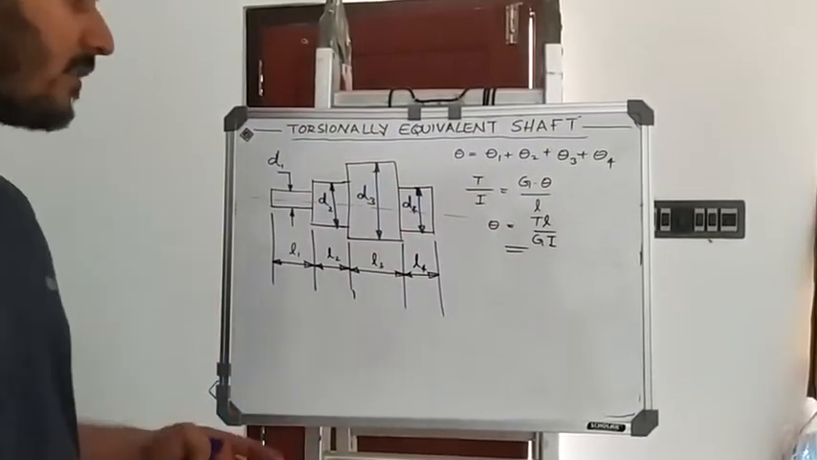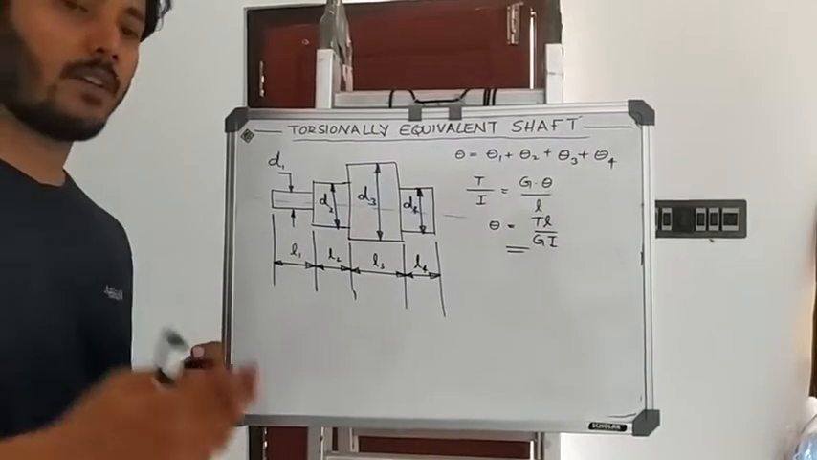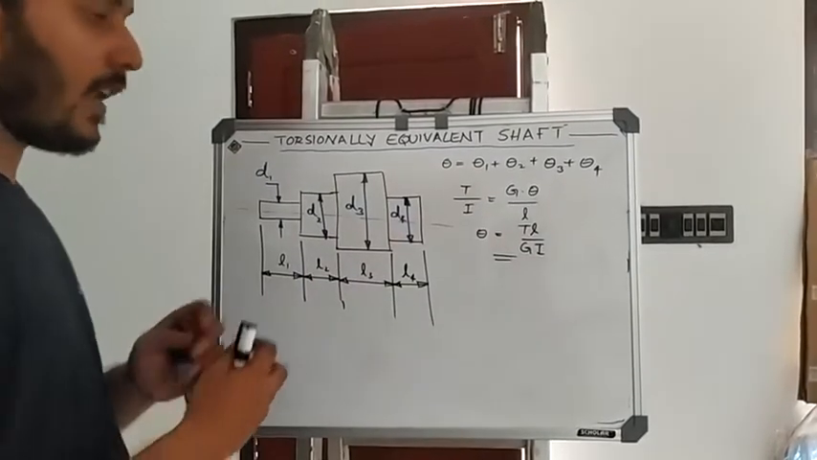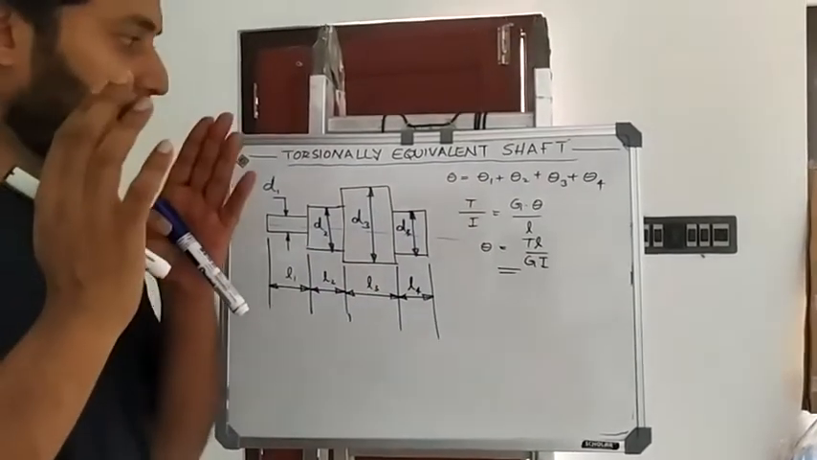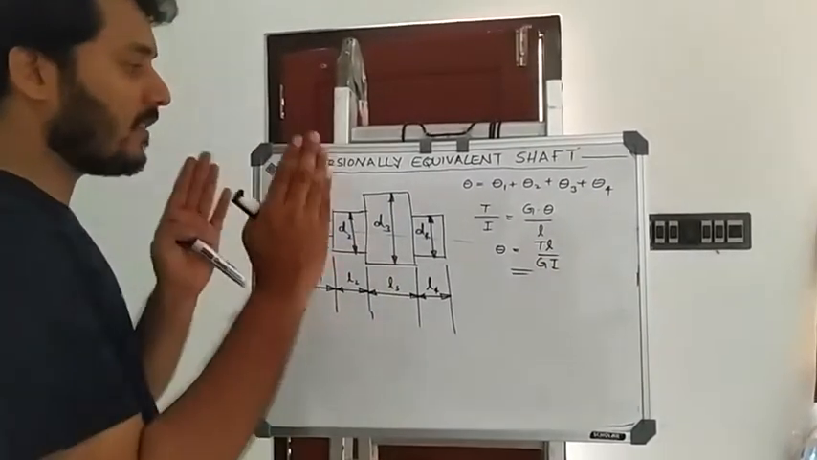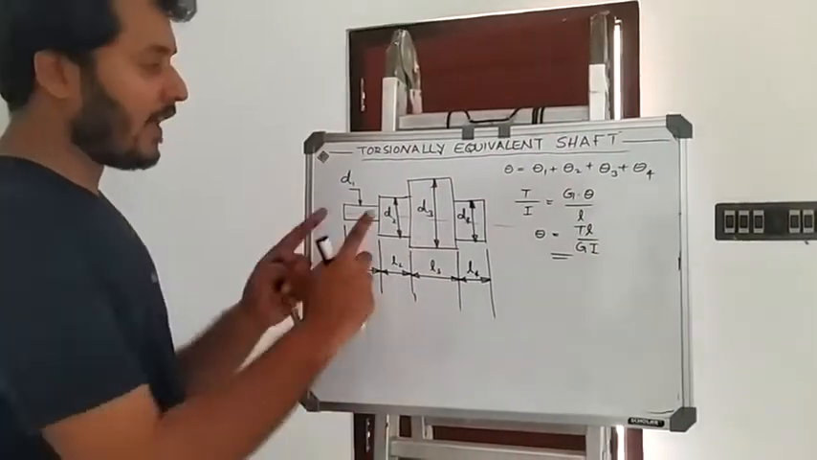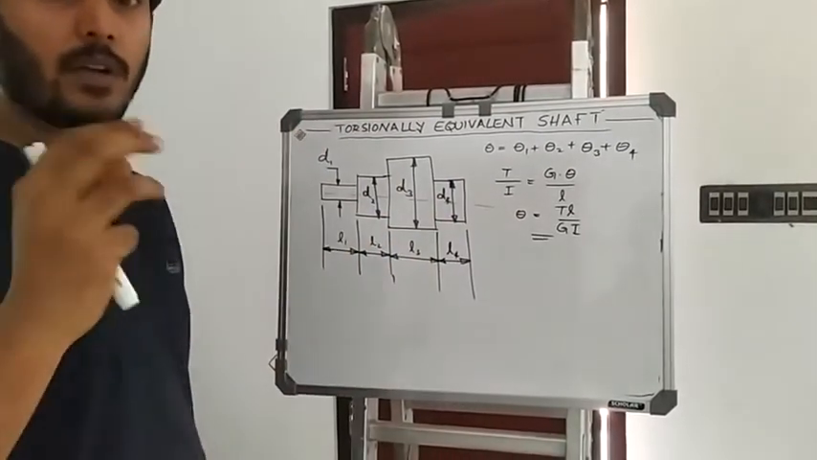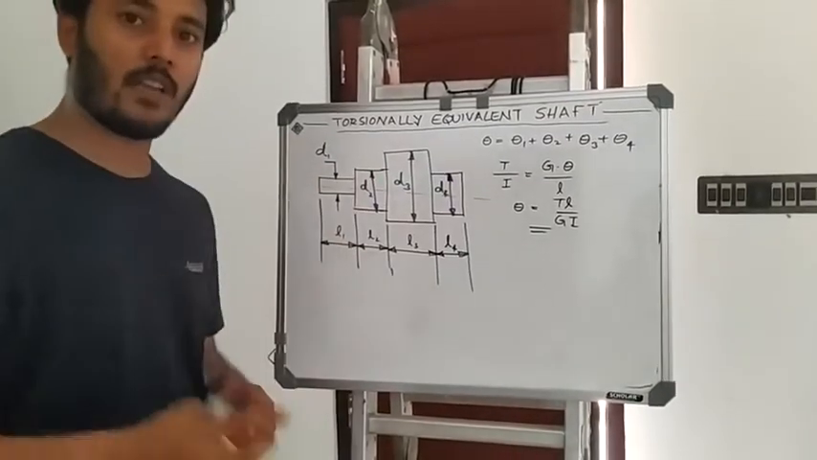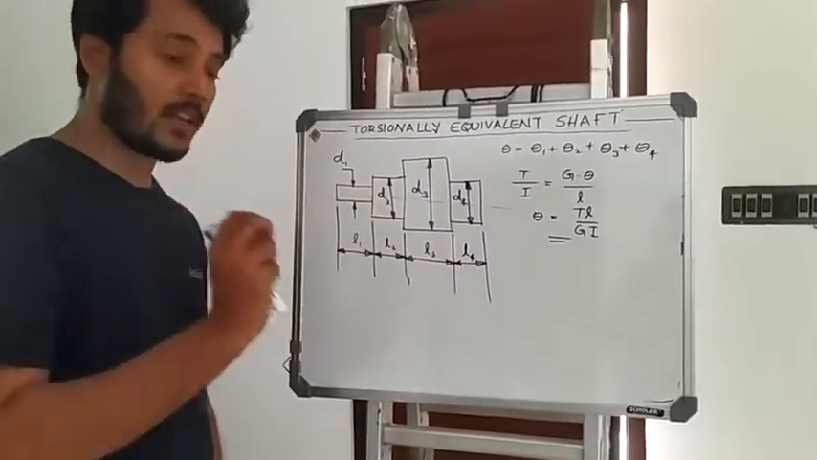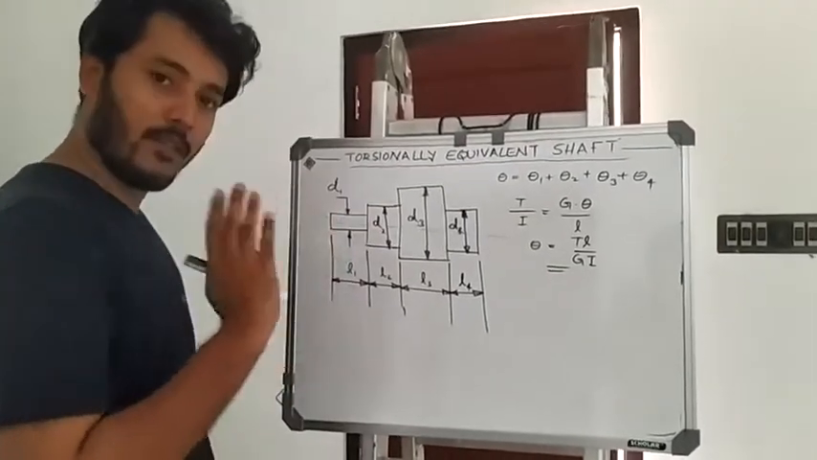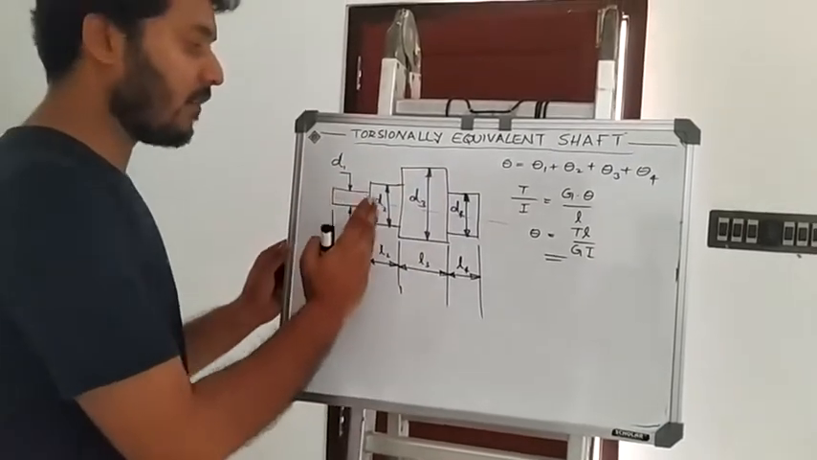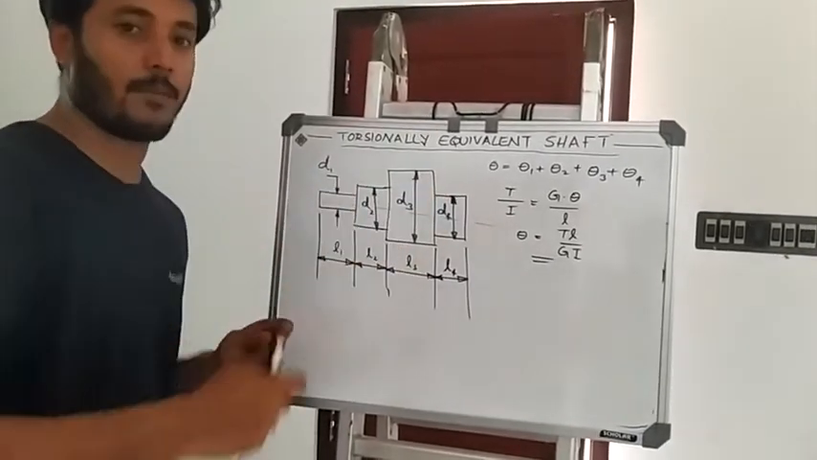Now, what we are going to devise is a new equivalent shaft which has a single diameter and a constant length. But that particular shaft should have the same torsional effect as it had previously when the shaft was of varying diameters. So we are going to devise a new shaft with an equivalent uniform diameter and a constant length, which will have the same torsional effect that it was previously having when it was a shaft of varying diameter.